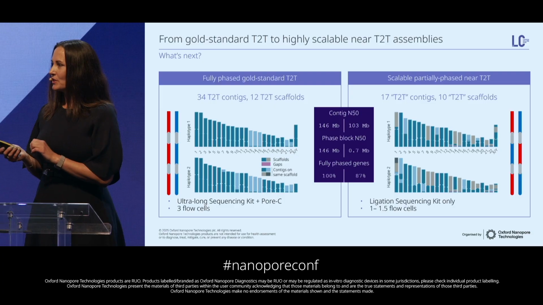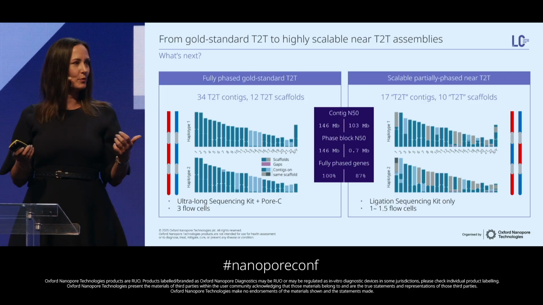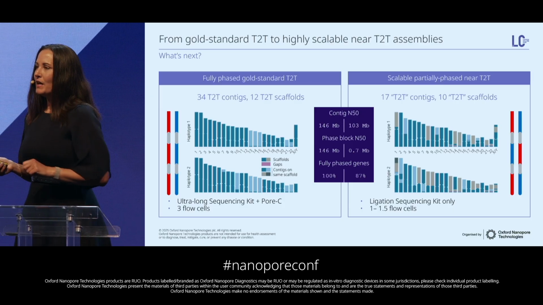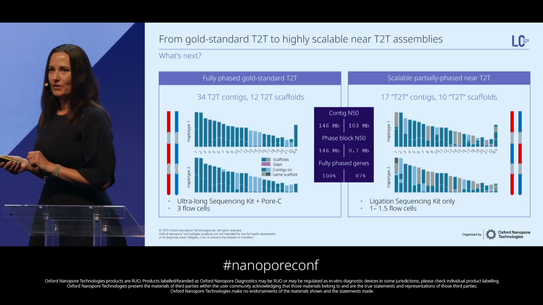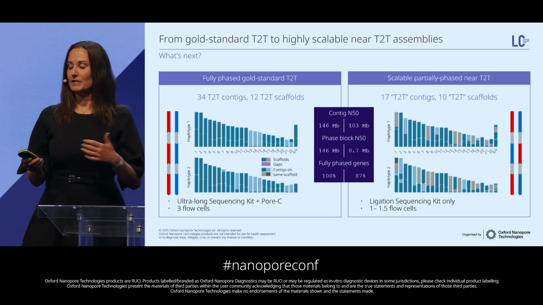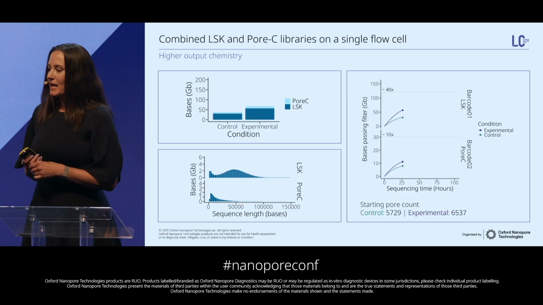What we did is we took some of the flow cells that Rosemary talked about yesterday, so the higher output flow cells that are coming. We had a bit of an early access to them. And we put a mix of 2 libraries on there. We put a normal LSK library and then some POR-C data sample as well. And this is what it looks like when we run that over time.